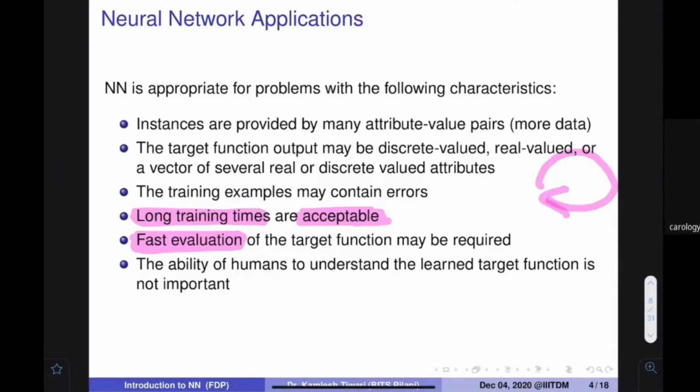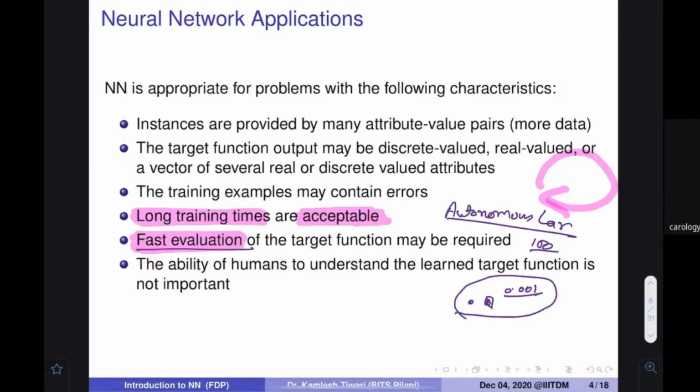For example, in an autonomous car, if the car takes 100 hours to learn, that is fine. But when a squirrel comes in front of the car, it should immediately stop within a fraction of a second. So when you find the right parameters, then it should behave very quickly. But however long it takes to train, if that is acceptable to you, then you go for the neural network.